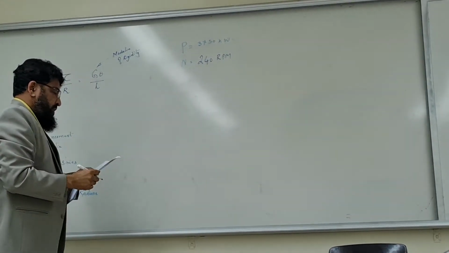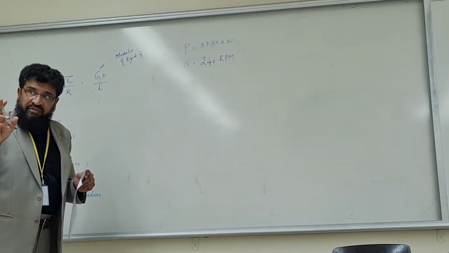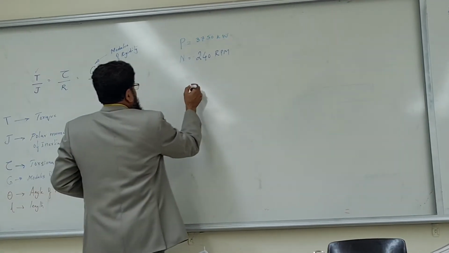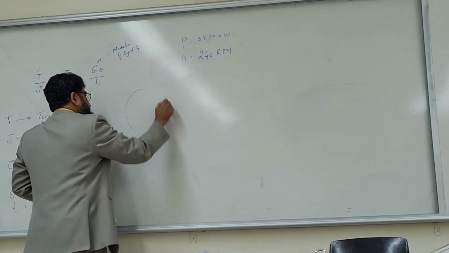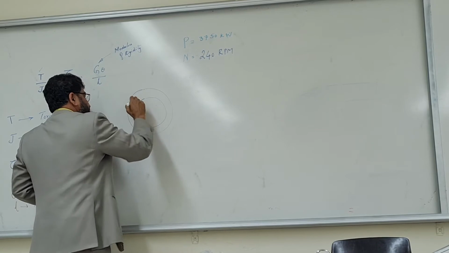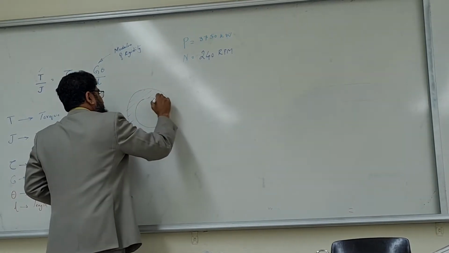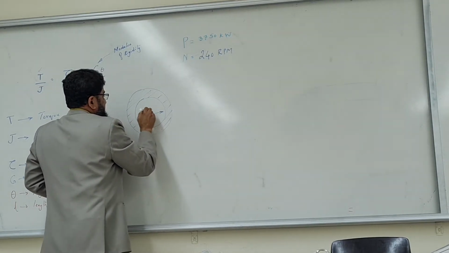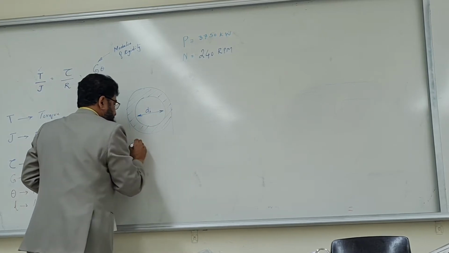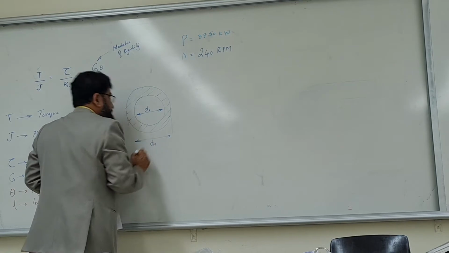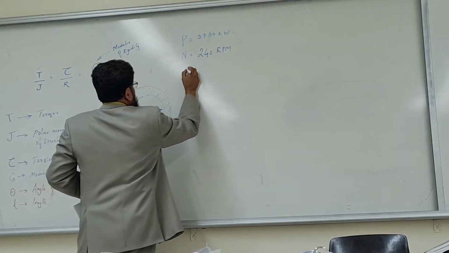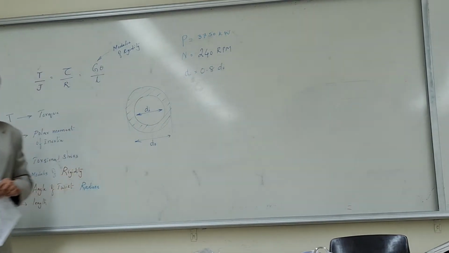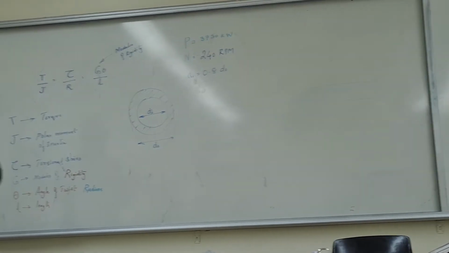If the internal diameter, because it's a hollow shaft, is 0.8 times the external diameter, let me just say, if I write the cross section of the shaft like this, since it is hollow, this is di and outside one is d naught. What does he say? Di is equal to 0.8 d naught. This is what he is telling. If outside is 10 mm, inside one is 8 mm.